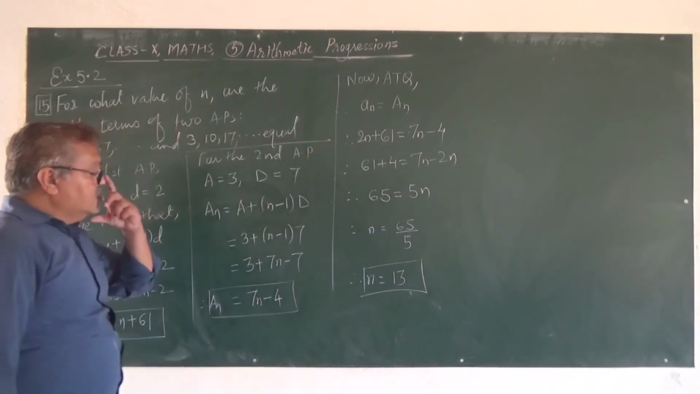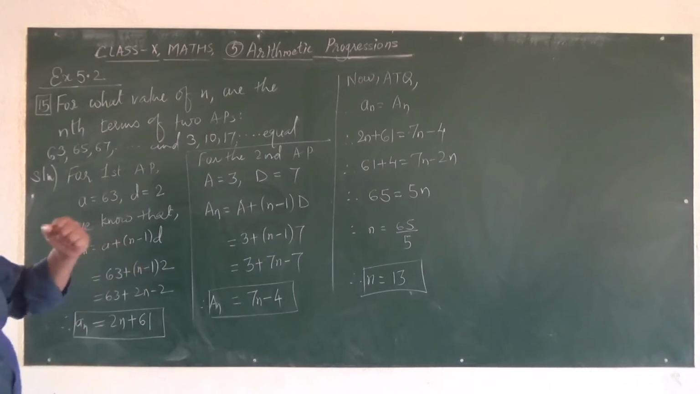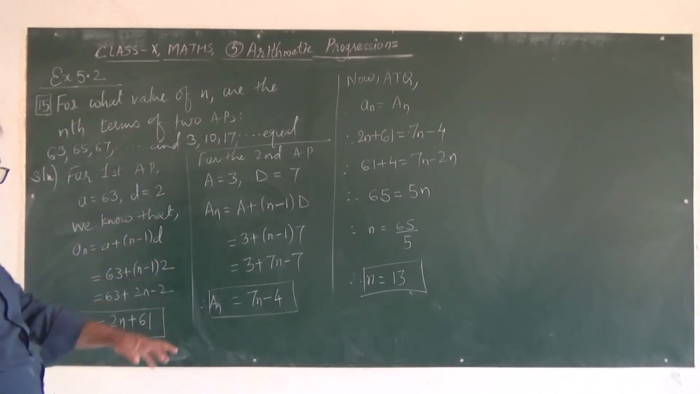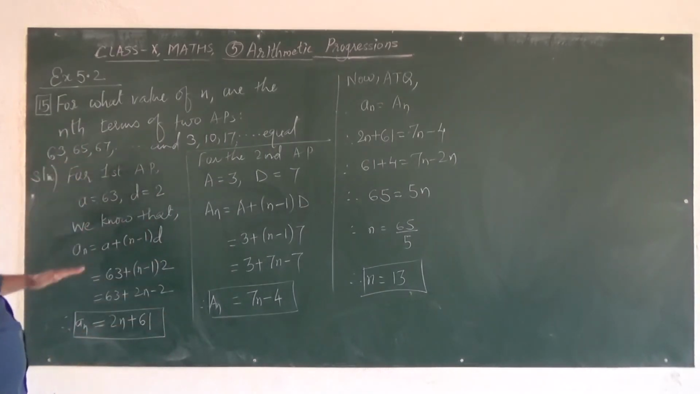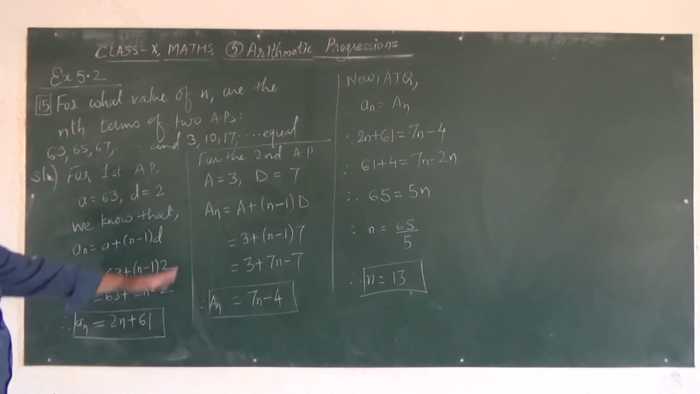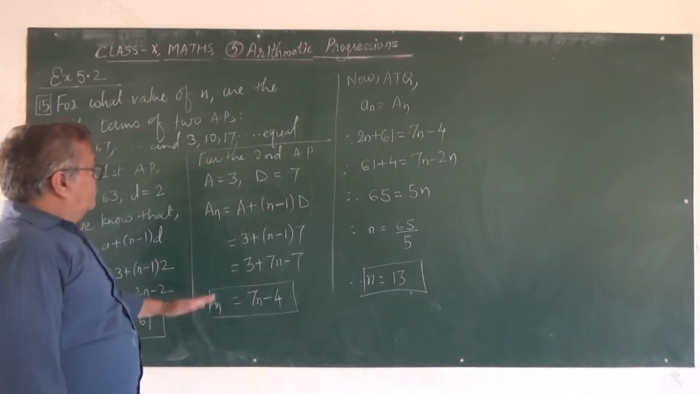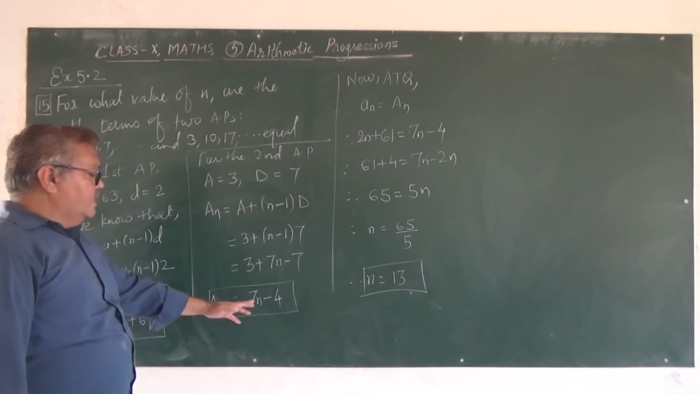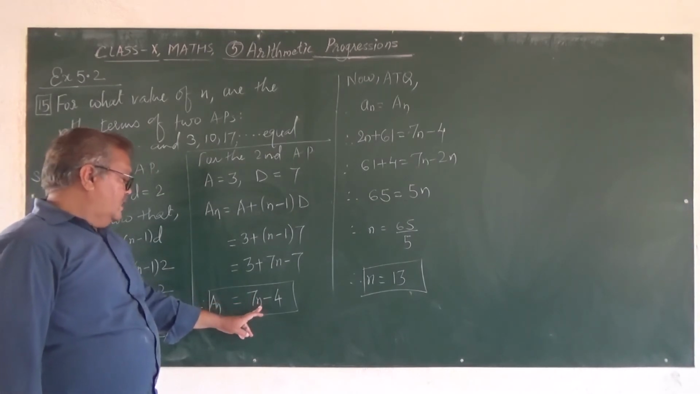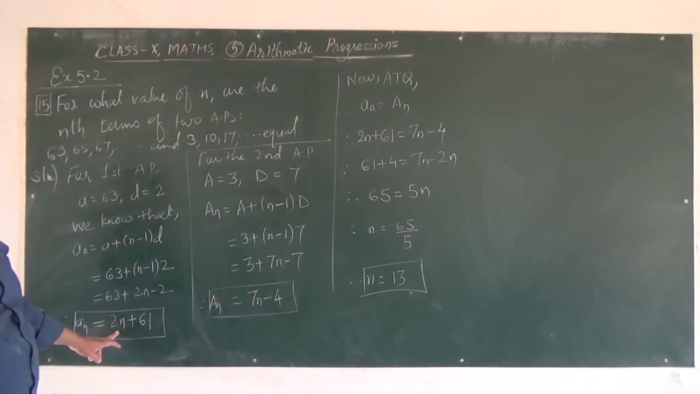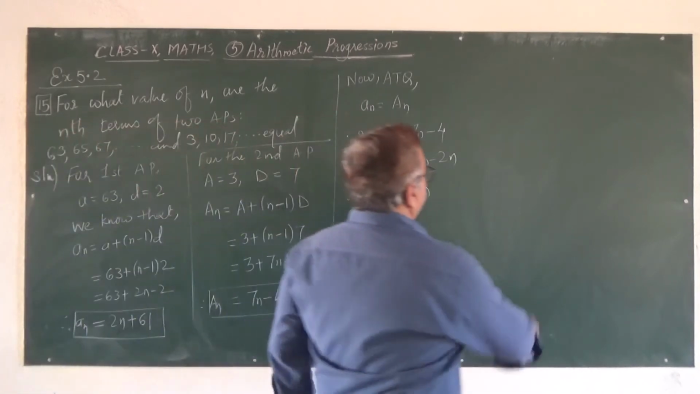So n is 13. What is the meaning of this? Does it make sense? The meaning is, for two different APs, for this AP n is given by this expression, and for the second AP n is given by this one. If you put 13 in place of n here and here, check the answer. Let us see.